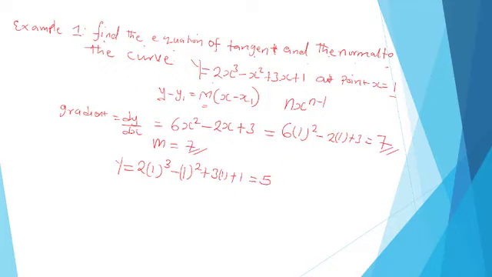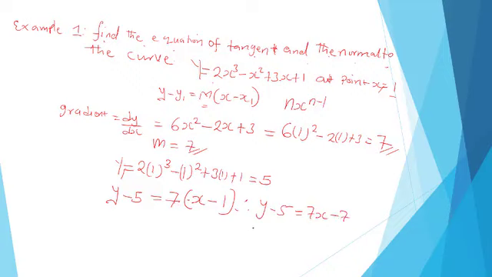Now substituting it into this equation, we now have y minus 5, because our y1 now is 5. What we calculated was y1, and this is our x1. So y minus 5 equals the slope, which is 7, in bracket x minus our x1, which is 1. You cover it, so y minus 5 should be equal to, when you clear off the bracket, x times 7, 7x, minus 7 times 1, which is 7.